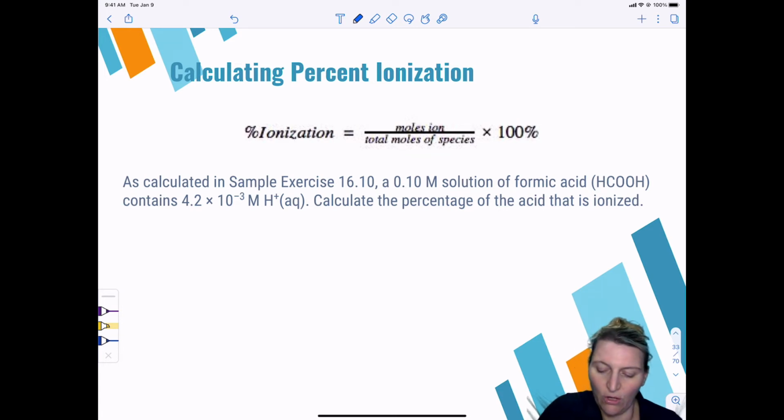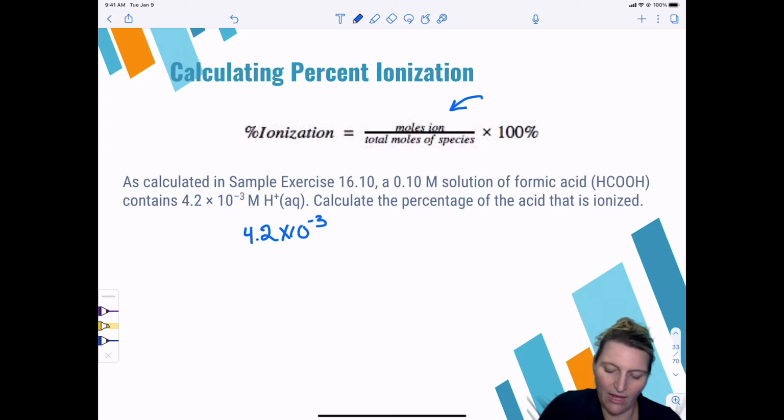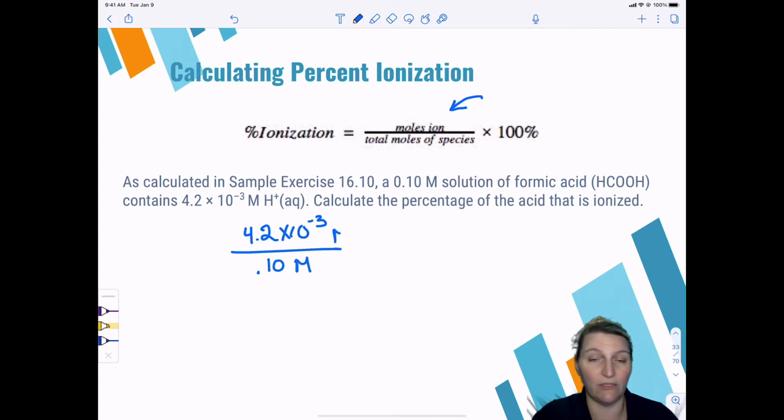What percent? So you could figure it's the number of moles or the molarity of the ion over the total moles of the species, of the acid at the beginning before it reacted. So in this case, we know that it was 4.2 times 10 to the negative 3 was the moles of the ion. That's what the question reminds us of. And it started out with 0.10 molarity. And it doesn't matter if it says moles over moles because these would be in the same volume. When I divide those and then multiply it by 100%, I get 4.2%.